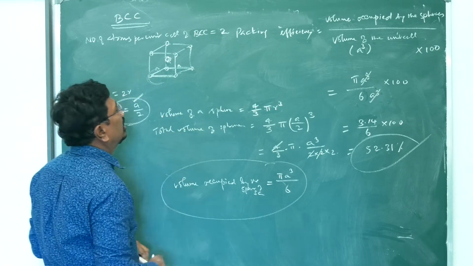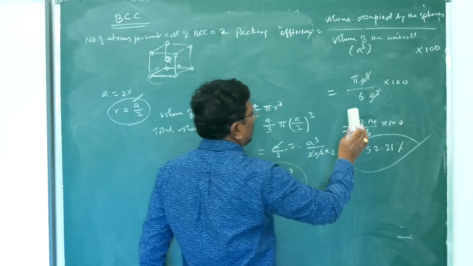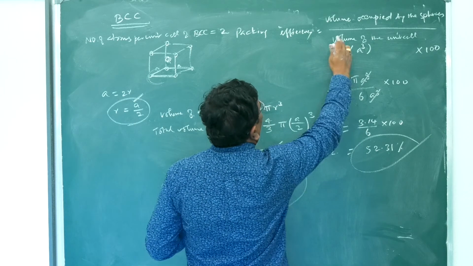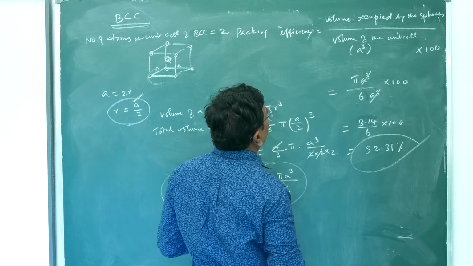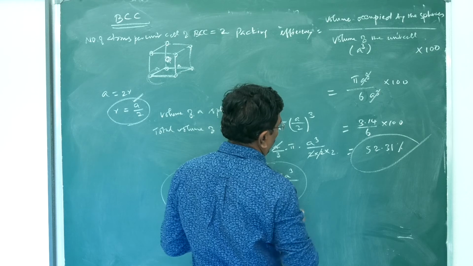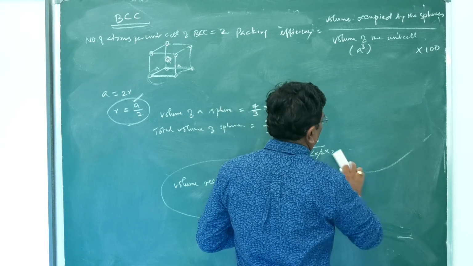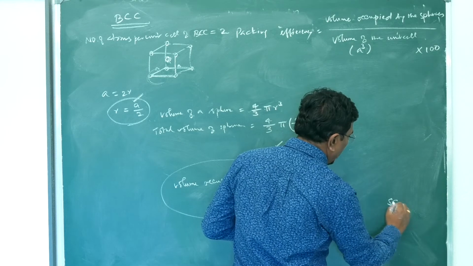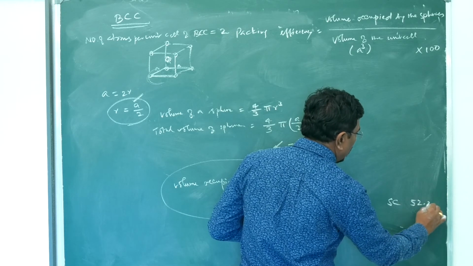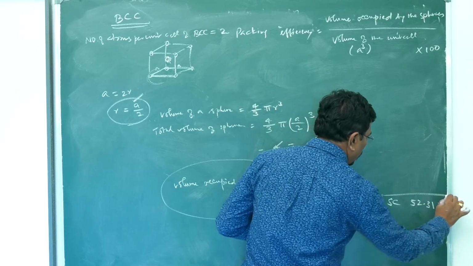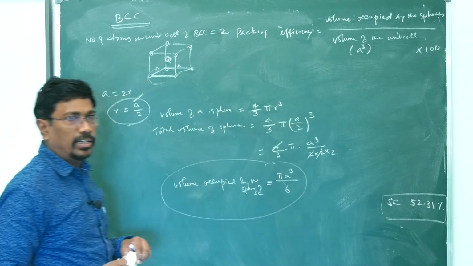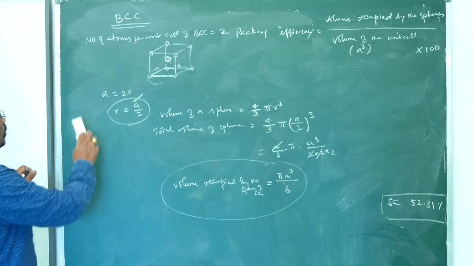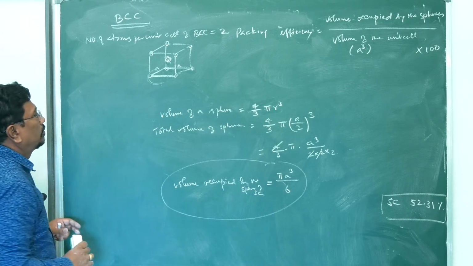Packing efficiency, always, is the volume occupied by the spheres divided by the volume of the unit cell, and into 100. We have calculated for the simple cube that the packing efficiency is 52.31%. That we have calculated now. All right. Now let us go into the body-centered cube.